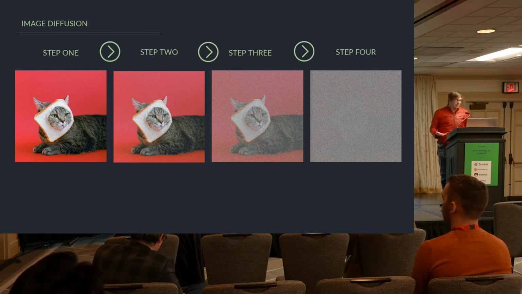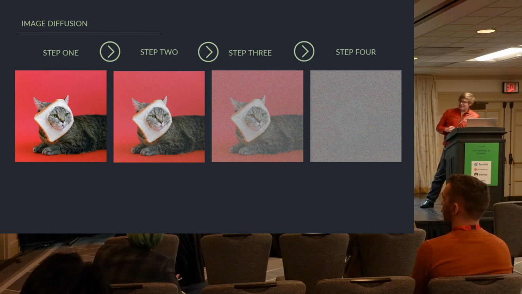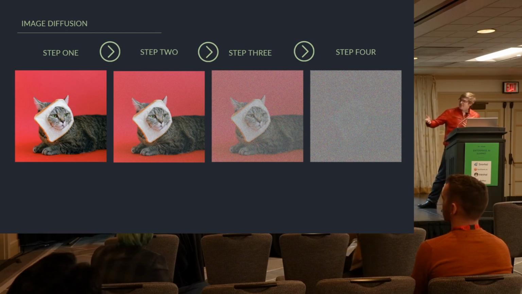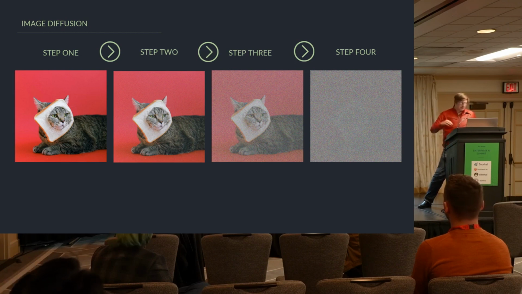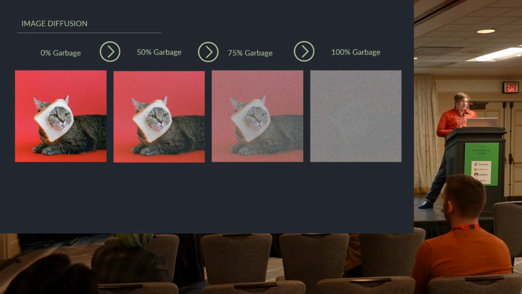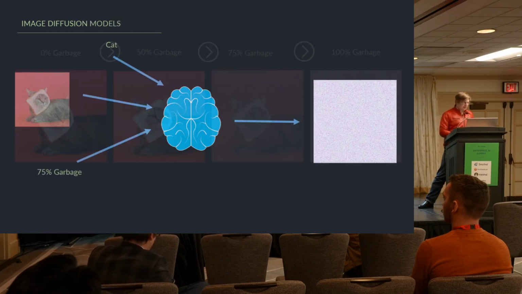That's what thermal diffusion is, the movement of heat through a substance. With image diffusion, it's a little bit different because we have an image, and instead of adding heat, we add garbage, we add noise. We've got that first image where it's completely clear, and then we add a little bit of garbage, and then a little more garbage, and then at the end, we've reached the saturation point where we can add more garbage to it, but it's still just going to be garbage. We could put that in terms of percentages instead of steps: 0% garbage, 50%, 75, 100.